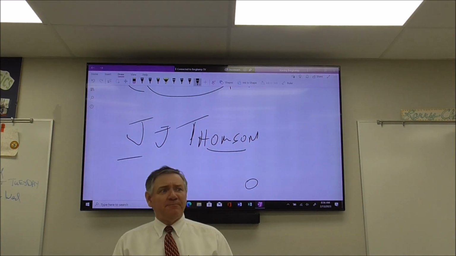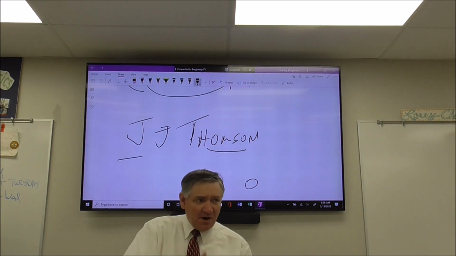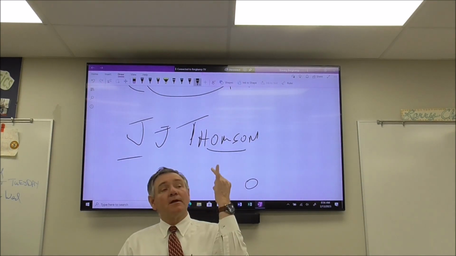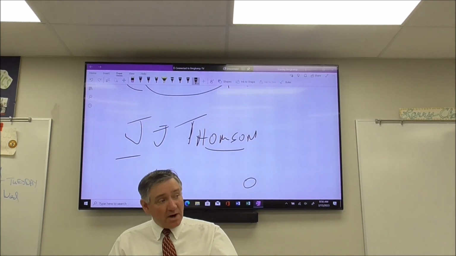It's stable. So whatever the model is, it had to explain why atoms are stable and why they are neutral.